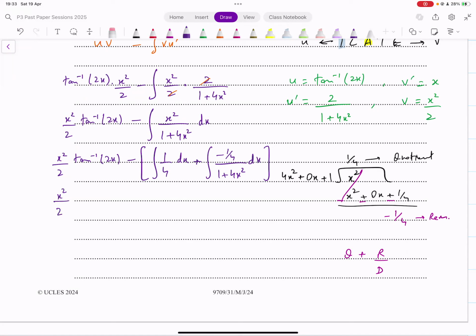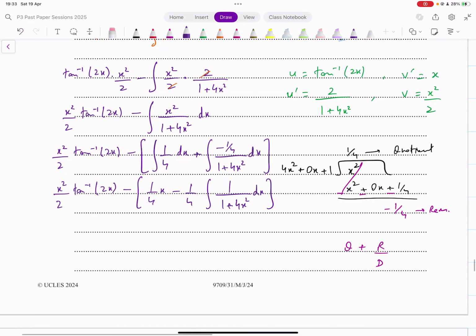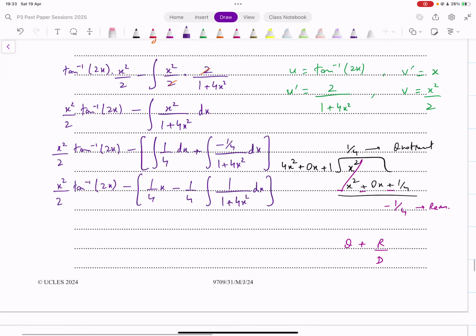X squared over 2 into tan inverse of 2x minus 1 over 4x minus 1 over 4 into integration of 1 over 1 plus 4x squared. And now we integrate this. What rule do we apply here? We could use the tan inverse rule.